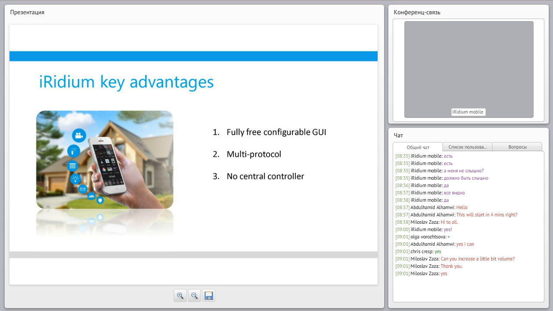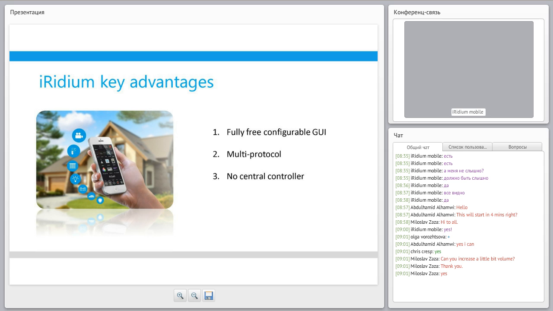First is that you can fully freely configure your user interface. So for any project where you need to configure your interface, you will use iRidium and it will be very good. Multi-protocol. You can use many protocols in one interface, and you can use Fibaro and KNX in one interface and add more, add Philips Hue if you wish, and other iRidium drivers, and you will have no problem with it.